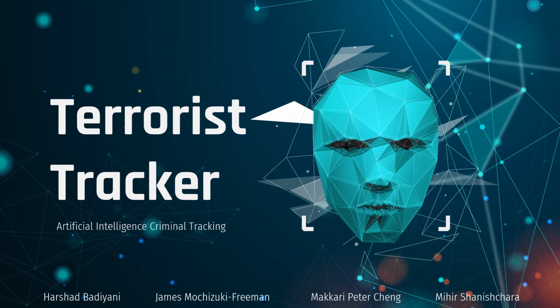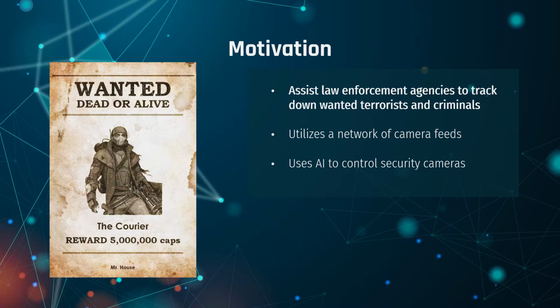Hi there. We are here to present Terrorist Tracker, an artificial intelligence criminal tracking system. Terrorist Tracker uses computer vision to assist law enforcement in tracking down wanted terrorists, burglars, fugitives, and other suspects.